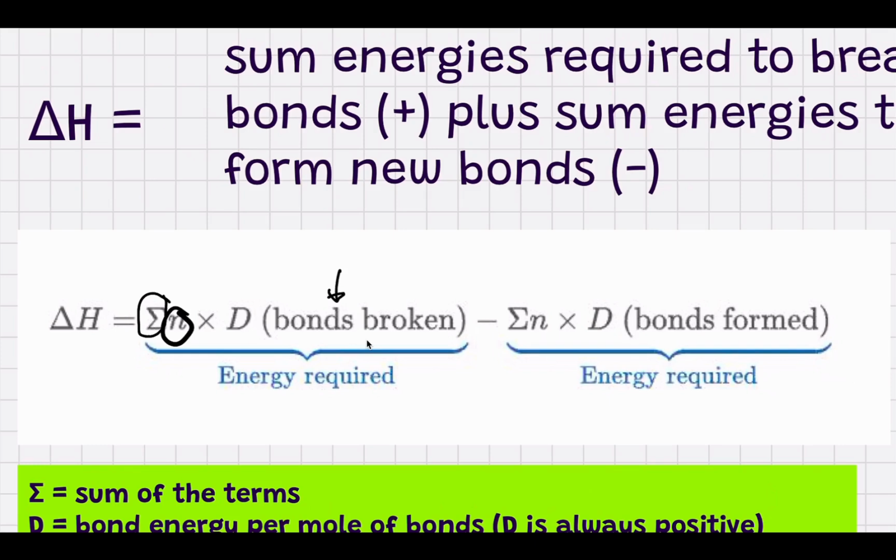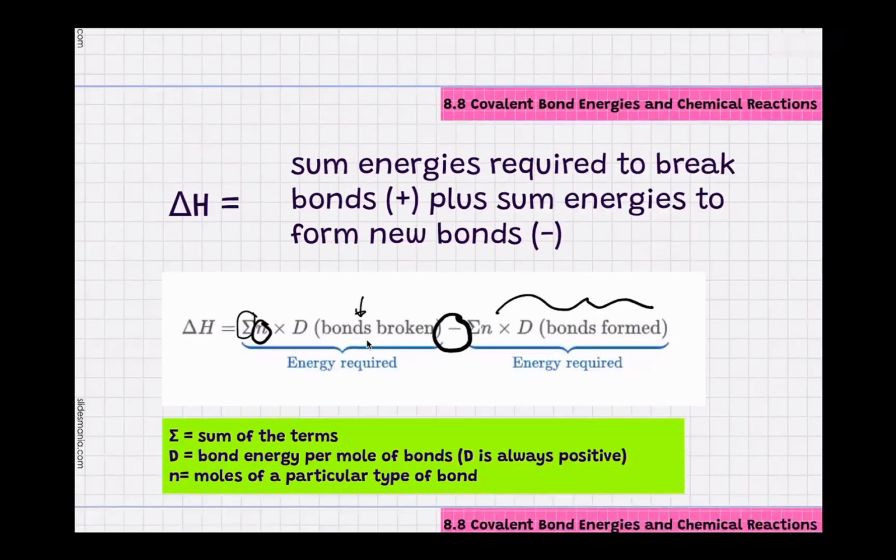We're going to keep everything positive, but then at the end, we're going to subtract because technically all of these are exothermic. So by subtracting, it makes those values negative.